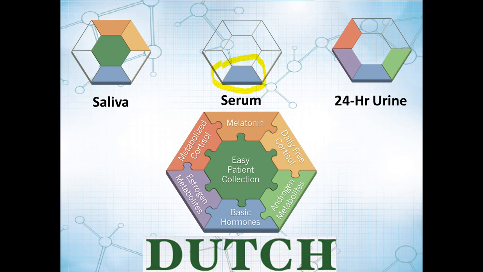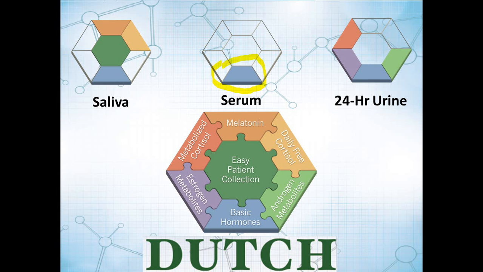Metabolites of androgens, metabolites of estrogens, most everything to do with cortisol. You can get a morning cortisol total in blood, but when you want to look at the daily free cortisol pattern, metabolites of cortisol, melatonin, the rest of the adrenal picture, you really can't do that.